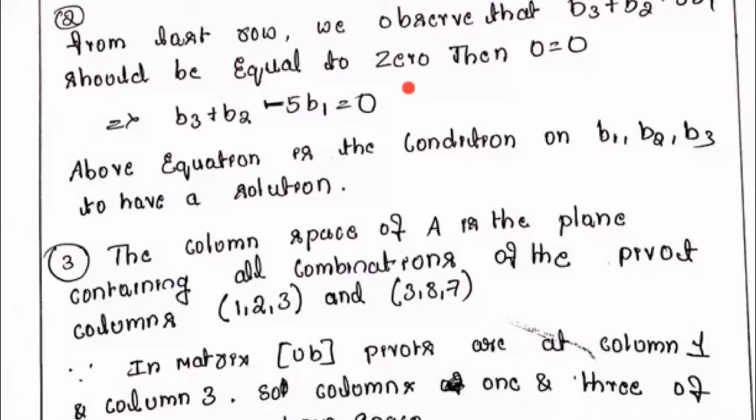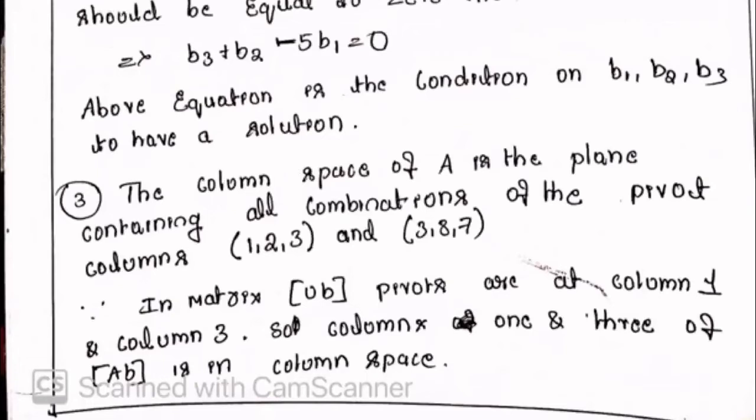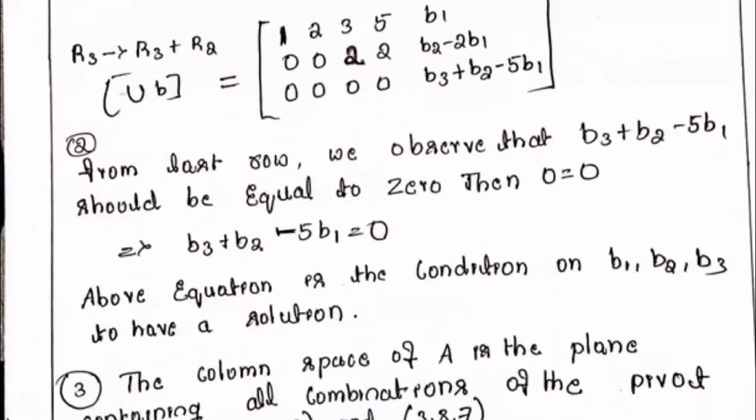If you observe this properly, the column space of A is the plane containing all the combinations of pivot columns. Okay, very easy, right? And in the matrix UB, what you have is that the pivots are at columns 1 and 3. So columns 1 and 3 of AB are in the column space.